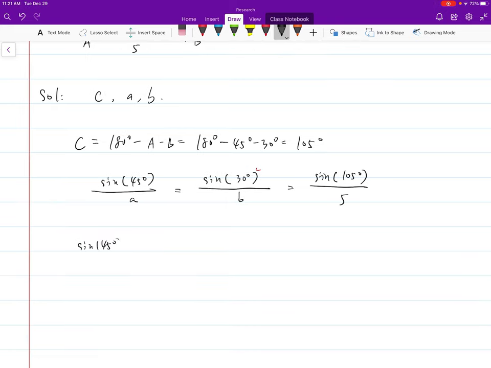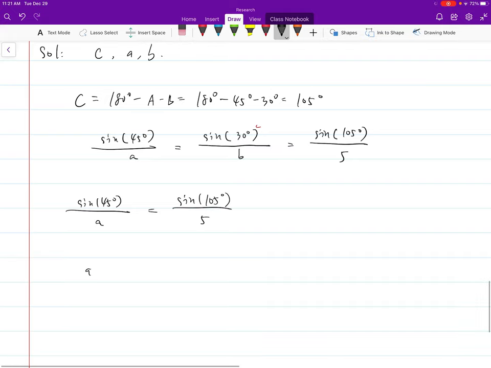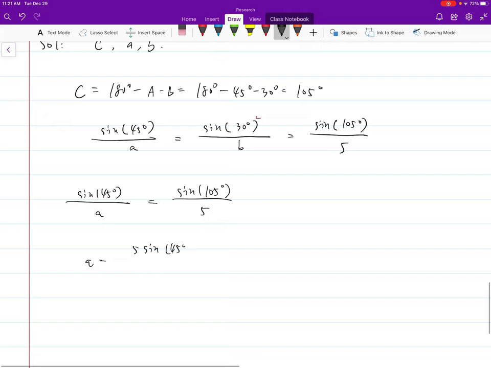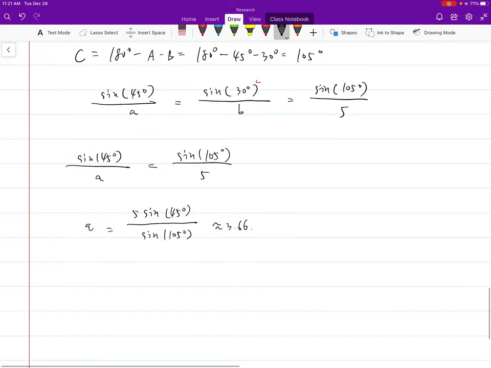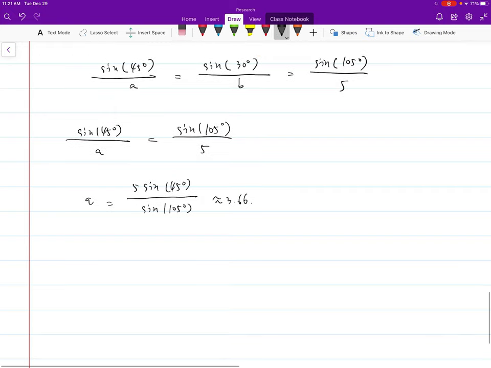Okay, so let's take the first and the third. Sine 45 degree over A equals sine 105 degree over 5. Then A equals 5 sine 45 degree divided by sine 105 degree. Now use a calculator. You can easily figure out what that is. Five times sine 45 degree divided by sine 105 degree. The answer is going to be 3.66.